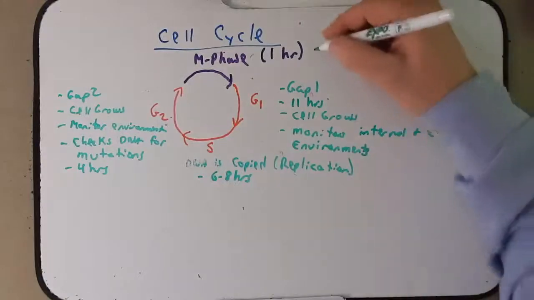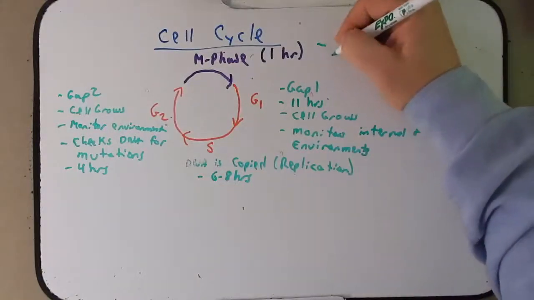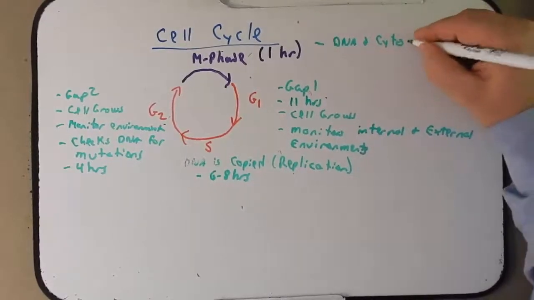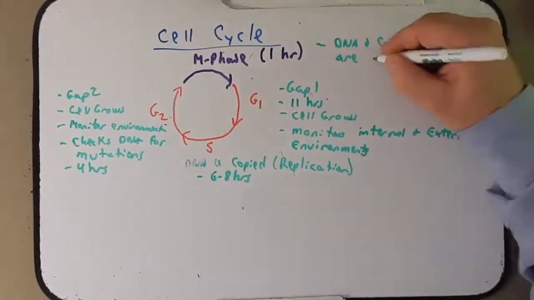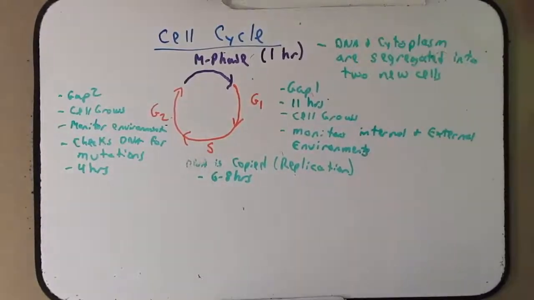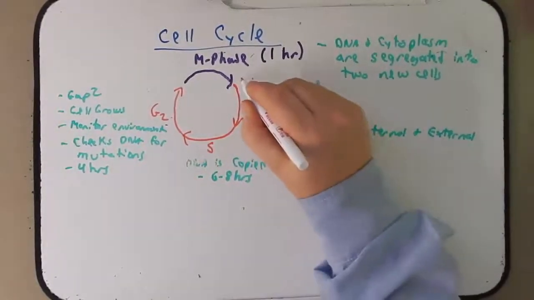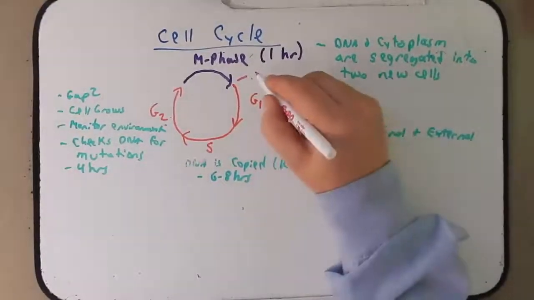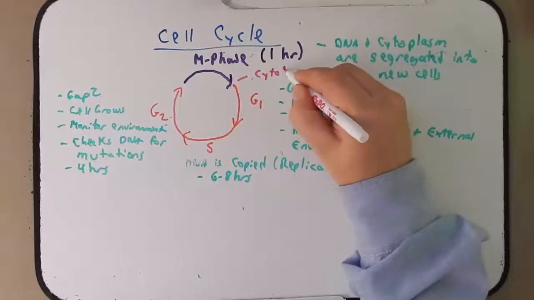So what's happening during M phase? M phase is the time when the DNA and the cytoplasm, including all the organelles and other molecules in the cytoplasm, are segregated into 2 new cells. And so at the end of M phase, as you're producing those 2 new cells, after it's segregated the DNA and the cytoplasm to the cells, we call that cytokinesis.